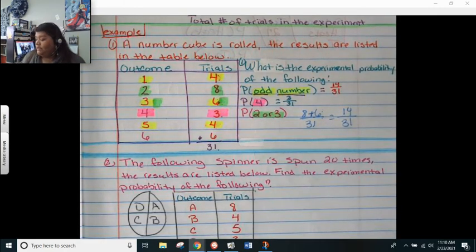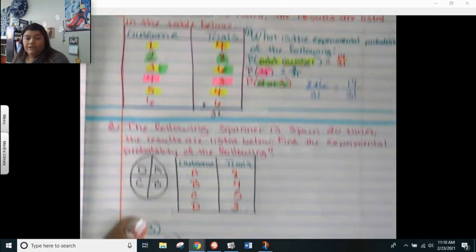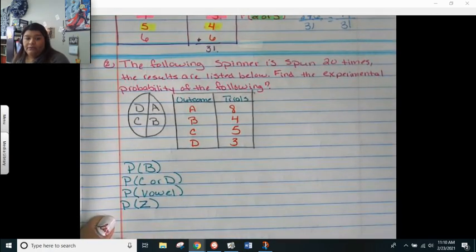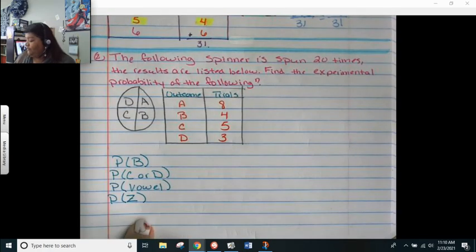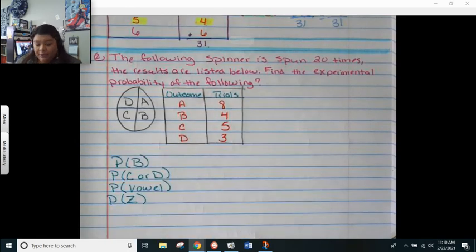Let's go into the next one. So go ahead and copy that down. And these are the probabilities we'll be finding. And then press play when you're ready.